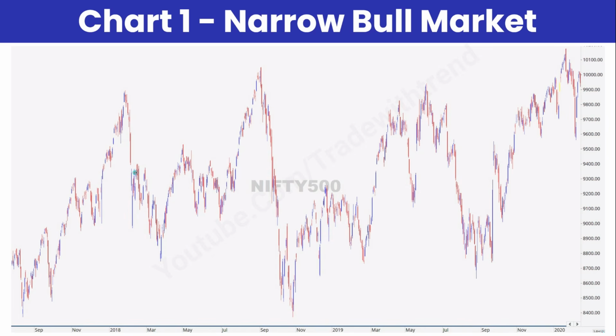And a narrow bull market is highly prone to sudden reversals. So whenever you have a clean breakout, you will see reversals. Again, when you have a breakout, you will start seeing reversals. But from point A to point B, market would be trending higher. It is just that it is highly volatile in between, mainly because of narrow breadth.